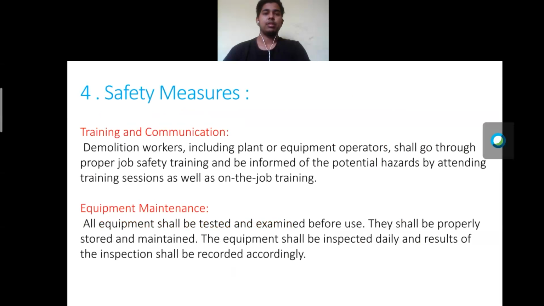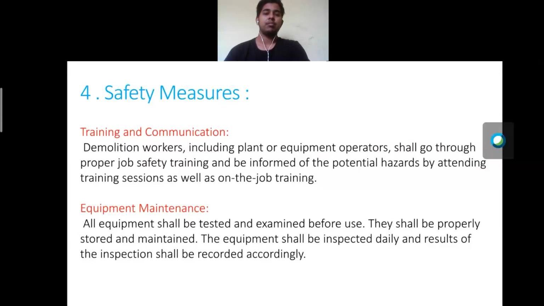And the fourth one is the safety measures. It includes the training and communication of the demolition workers, including plant or equipment operators, who shall go through the proper job safety training and be informed of the potential hazards by attending the training sessions as well as on the job trainings. And another safety measure is the equipment maintenance.